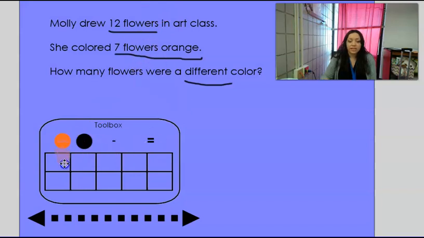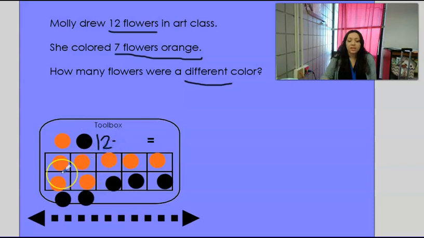So what I can do is I can take my orange and say 1, 2, 3, 4, 5, 6, 7. Now I need to get to the number 12. So I'm going to fill in until I get to 12. So I'm at 7 right now. 8, 9, 10, 11, 12. All right, so let's think about that in a number sentence. I had 12.